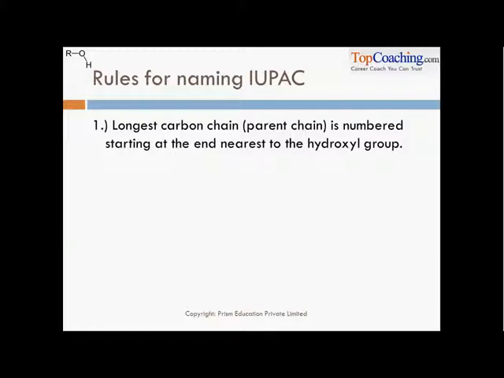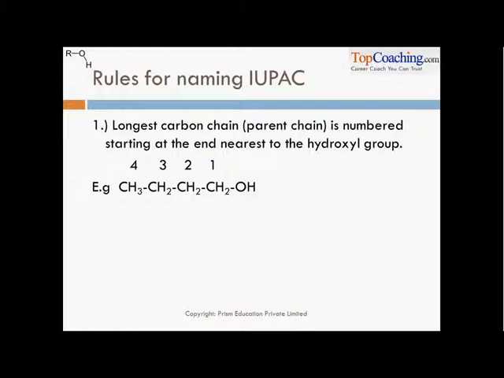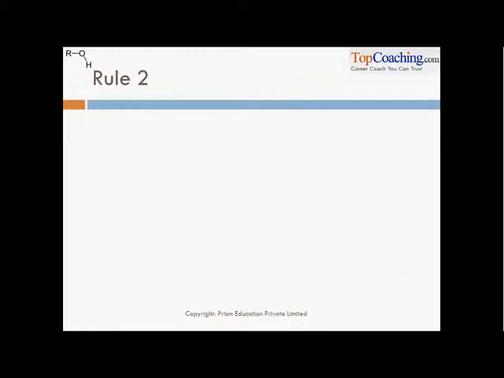First and foremost, the longest carbon chain is numbered starting at the end nearest to the hydroxyl group. For example, this is an alcohol, so we will start numbering from where? From the end nearest to the hydroxyl group, which is from here. Number it 1, 2, 3, 4. Now we have 4 carbon atoms over here, right? So this is nothing but butanol.